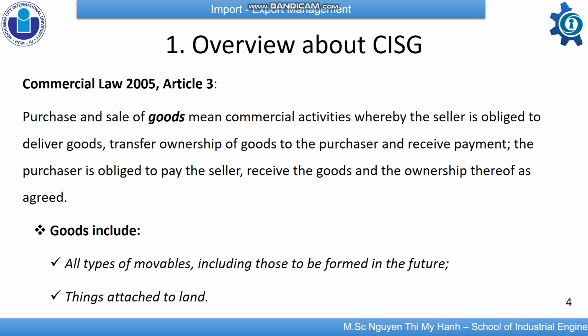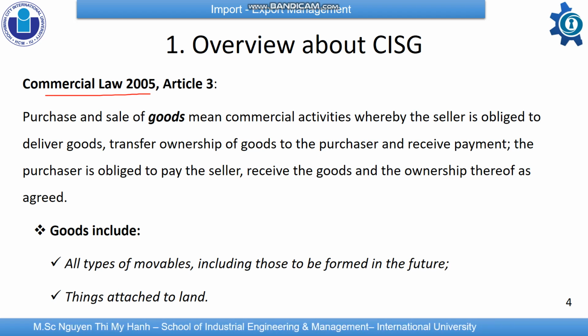So according to the Commercial Law 2005, remember that the Commercial Law 2005 is the updated commercial law in Vietnam. So even now is 2020, we still use the Commercial Law 2005. And you can take a look at Article 3.